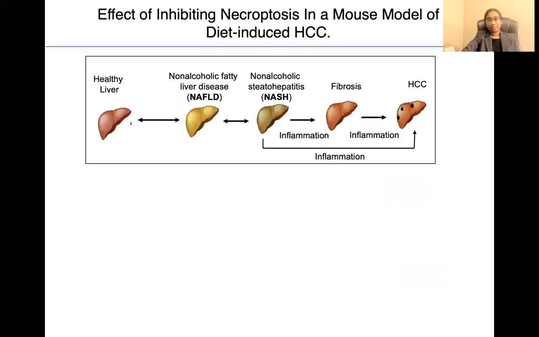Now I'm going to show data on liver cancer, which is hepatocellular carcinoma, the primary form of liver cancer, which is also an age-associated disease. In recent years, obesity has emerged as a major risk factor for liver cancer. In obesity, liver cancer develops through progressive stages. That is, at first it forms NAFLD, progresses to NASH, fibrosis, and HCC. The interesting feature about HCC development is that inflammation is a major driver. So we asked whether necroptosis contributes to inflammation in driving NAFLD to HCC.